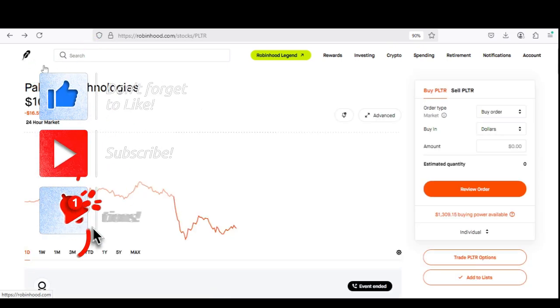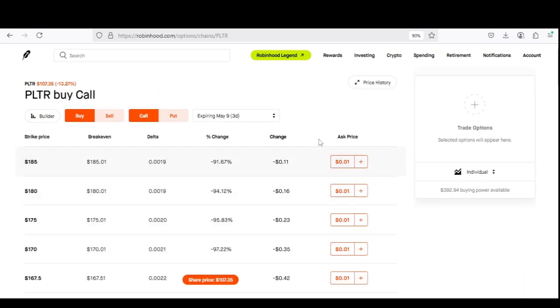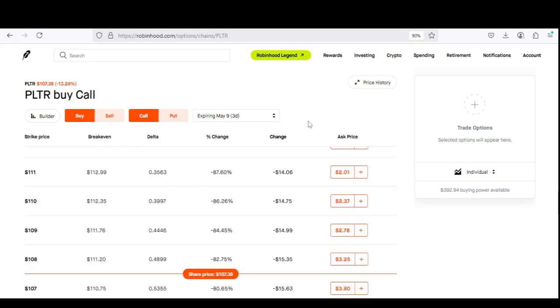For that, we're going to go to trade Palantir options in order to open the options chain. Now, here we are on the options chain. Before I get into this, I want you guys to know that I require two things from all my subscribers and all my viewers. Number one is to always make sure you do your own due diligence before investing. The second thing is to always make sure you have an exit strategy before getting into any options trade. That being said, if I were to trade Palantir right now, this is the strategy I would be using.